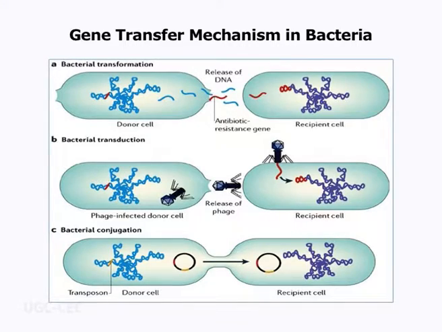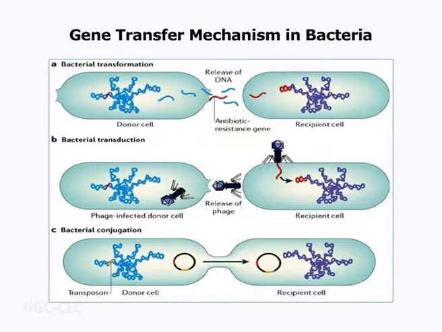Number one is bacterial transformation, wherein any foreign DNA or naked DNA gets inside the bacterial cell. The second method of gene transfer is bacterial transduction, which is mediated by bacteriophages. Bacteriophages infect the bacterial cell, and in the course of their exit from the bacterial cell, they package some of the bacterial genes and transfer them to a new set of bacteria.